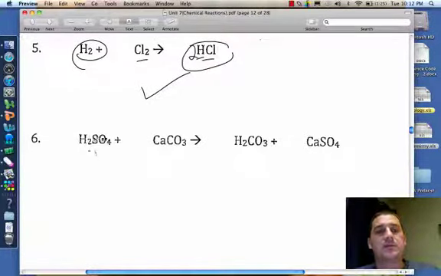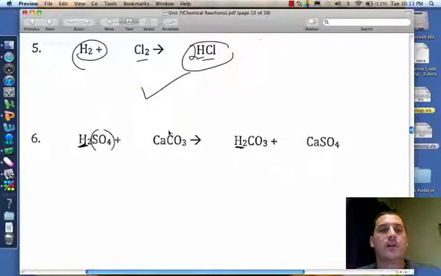Number 6, we're going to have H2SO4, which is sulfuric acid, plus calcium carbonate, yields carbonic acid and calcium sulfite. So let's start with this hydrogen here. We've got 2 hydrogens going in. We got 2 hydrogens coming out. The hydrogens are taken care of.